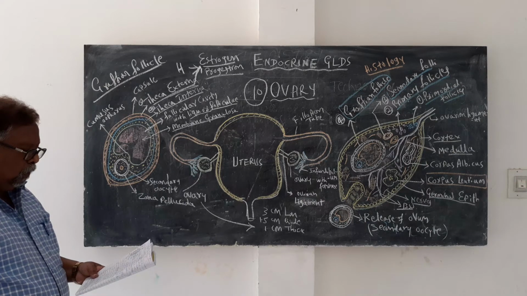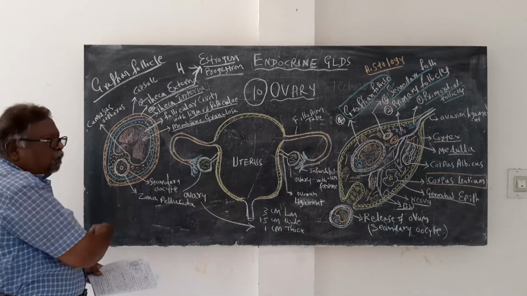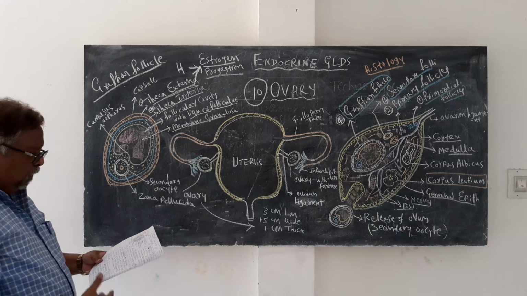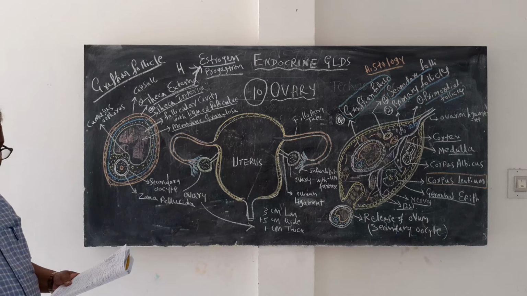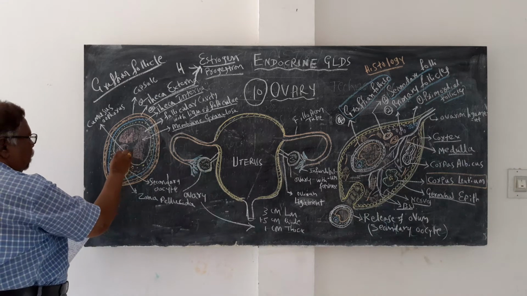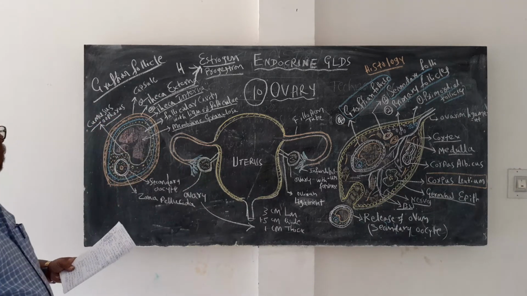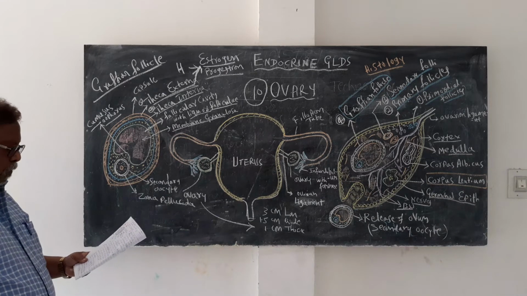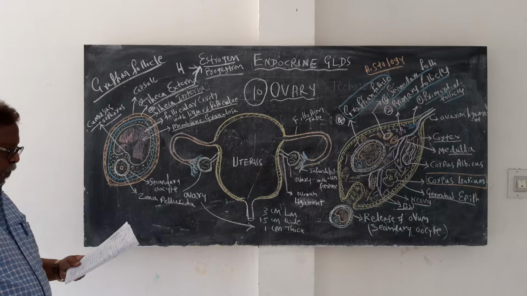The liquor folliculi displaces the oocyte to one side of the follicle, where it is surrounded by a mass of cells called cumulus oophorus. Here, the cumulus oophorus is a cone-like structure. So this is the structure of the Graafian follicle.